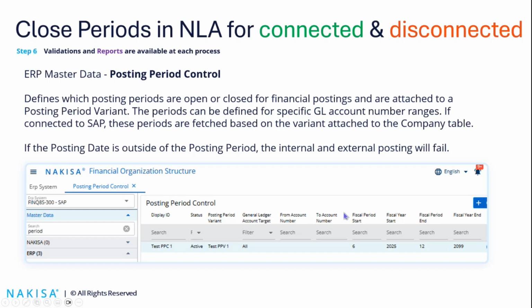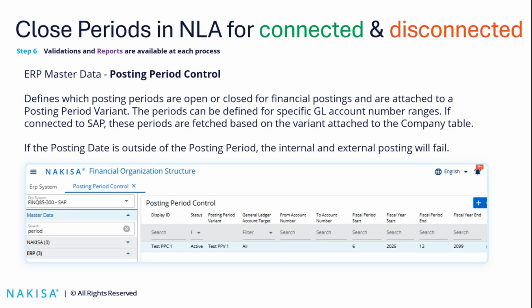In this example, this can be synced with your SAP, or it can be done for disconnected clients as well. You can do it manually. Unfortunately, when you're doing it manually, the admin has to go in every month. So that's why this is the last step.